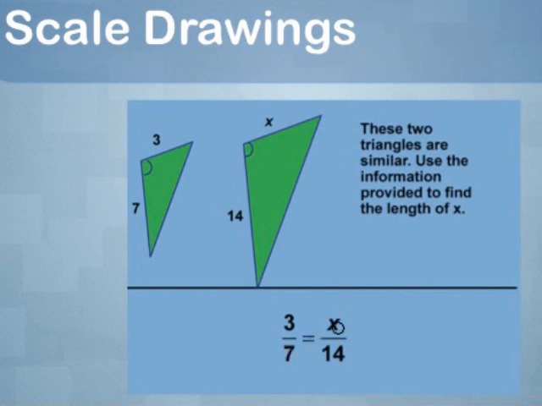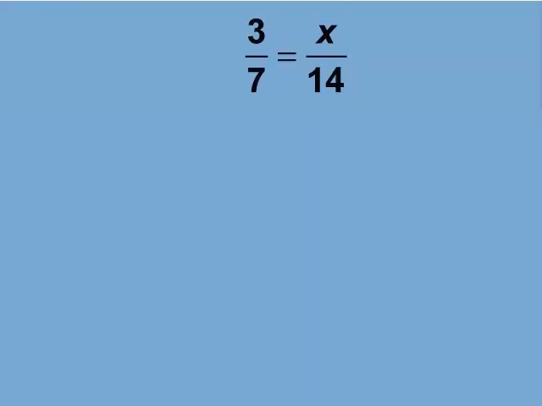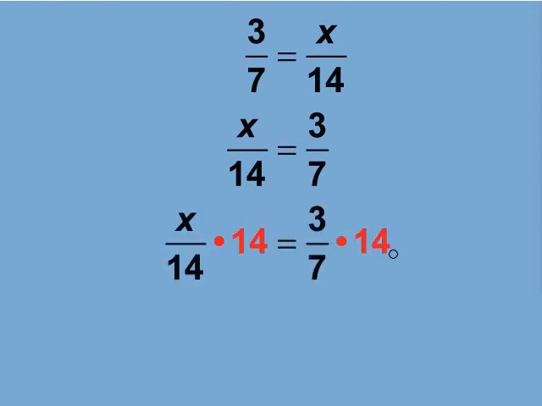3/7 equals x over 14. Start by switching the terms so that the x term is on the left, like this. We want to isolate x on the left side. Multiply both sides by 14, like this. We are left with x on the left side, and on the right we have 3 times 2, which simplifies to x equals 6. So the side length labeled x has a length of 6.